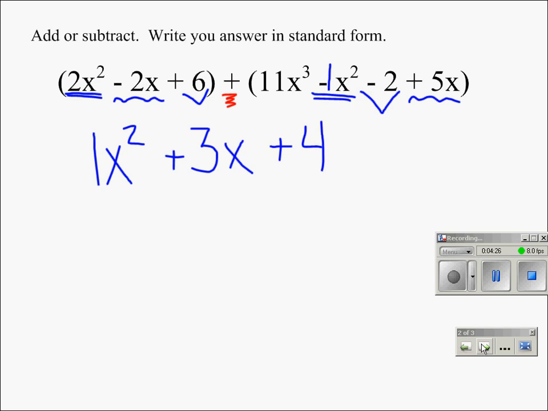I scan through my problem to see if there's anything I didn't use. I did not use this 11x to the third, so I'm going to throw that on the end. And I've combined or added my two polynomials together.